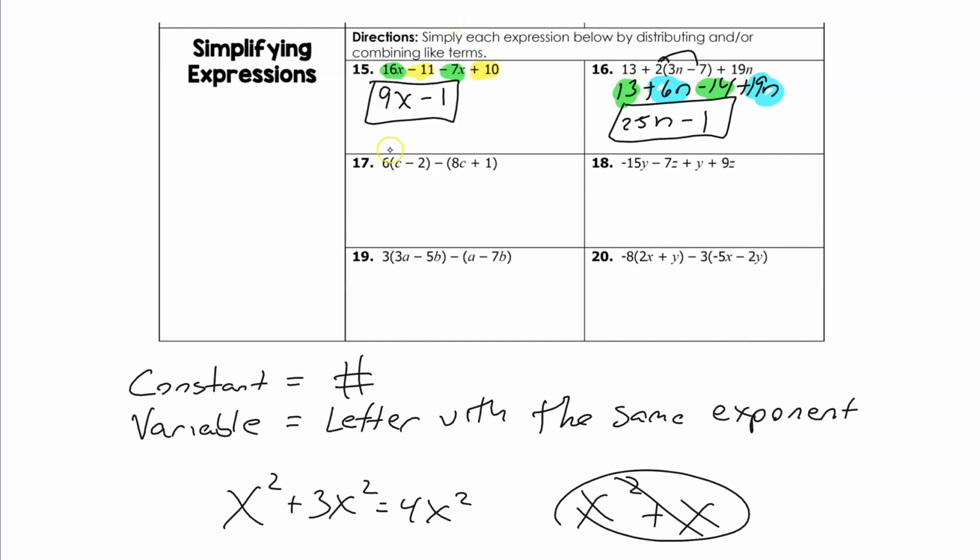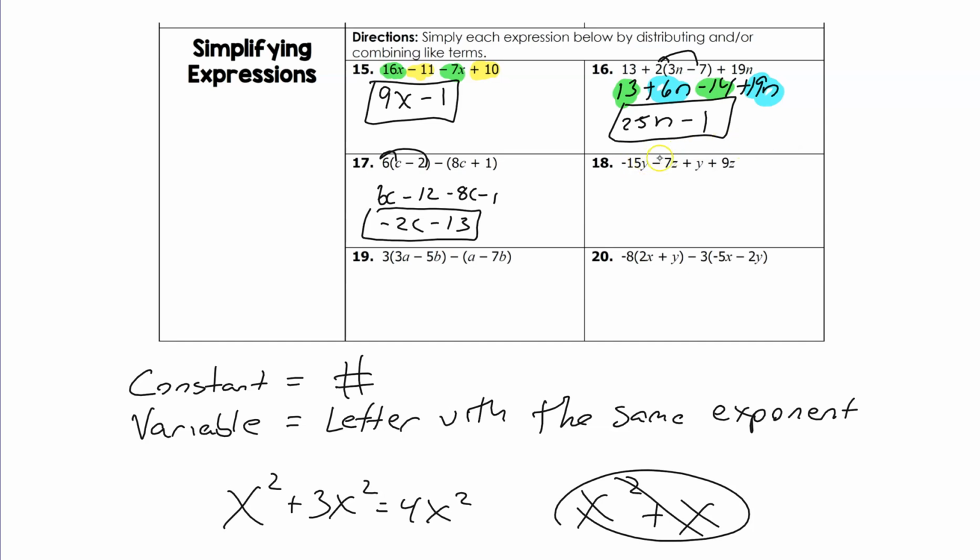All right, 17, we're going to start by distributing. Gets us 6c minus 12 minus, well, when you see this negative sign in front of the parentheses, we're going to distribute the negative sign, 8c minus 1. We see we have a 6c minus 8c, and negative 12 minus 1, so that gets us negative 2c minus 13.